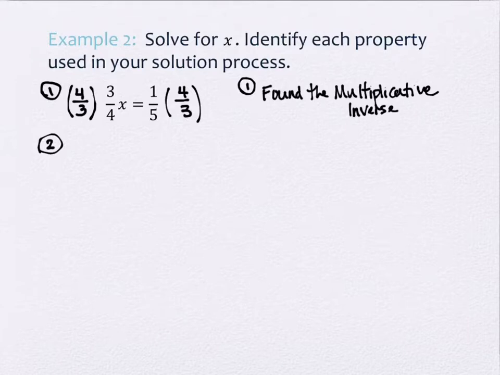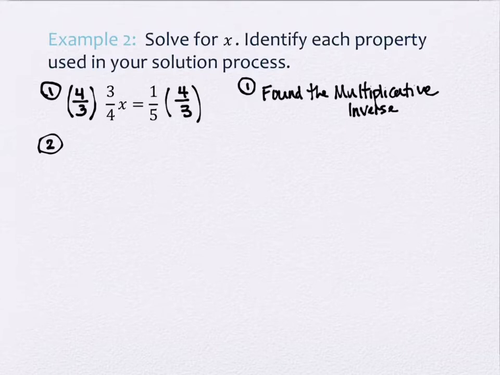Now, there's a couple of things you could do sort of in between here. You could say that we're going to regroup the 4/3 and the 3/4 together and leave the x out. Technically, that's what we're doing. That's called the associative property. So we haven't talked a lot about a lot of the properties yet, but that is what that one is.